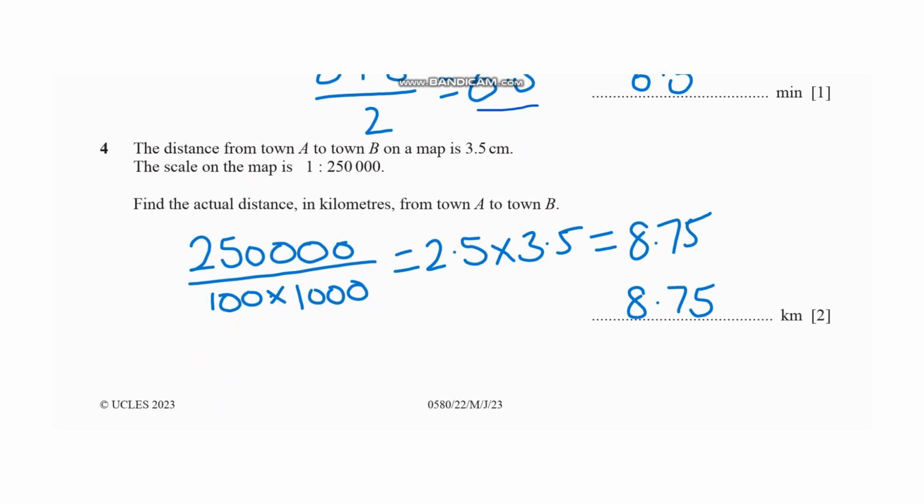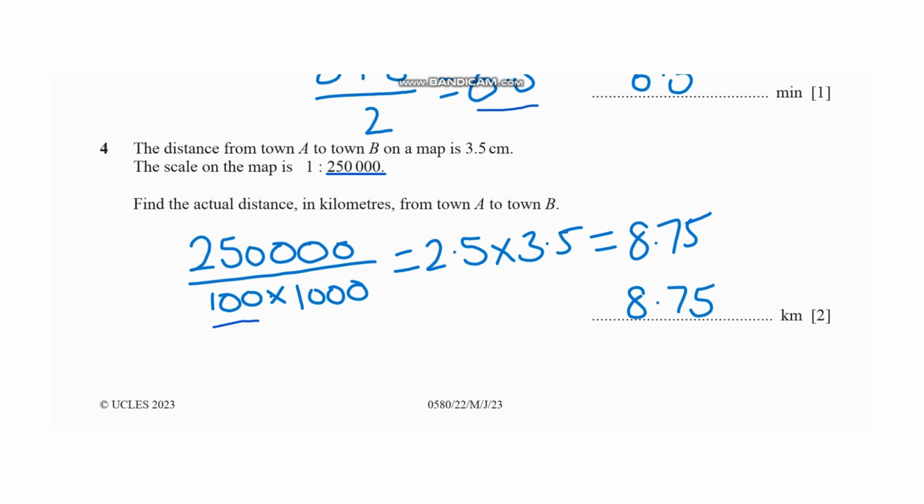Question 4 states, the distance from town A to town B on a map is 3.5 centimeters. Scale on the map is 1 to 250,000. Calculate the actual distance in kilometers. So first we have to convert centimeters into kilometers. So the method is 3.5, or you can use 250,000 divided by 100 because 1 meter is 100 centimeters. So 250,000 divided by 100, we will get meters.